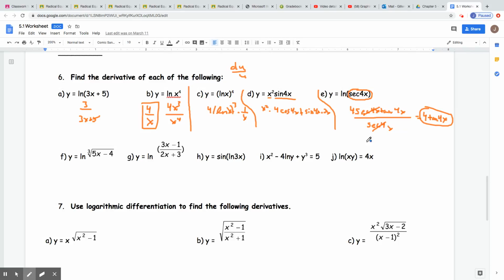All right, with f, this is the natural log of the cube root of 5x minus 4, right? You could rewrite this as 1/3 natural log of 5x minus 4, right?